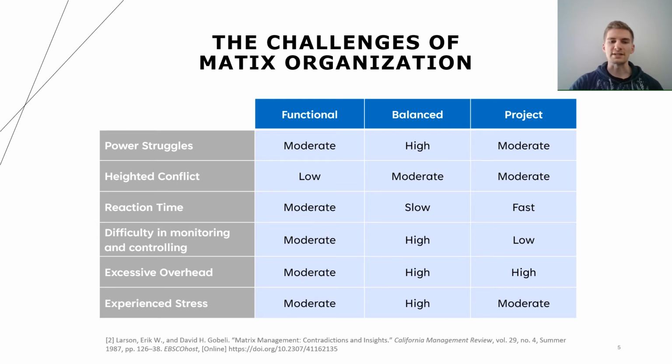Another problem is the reaction time. In a balanced matrix, both of the managers share the decision making, but of course it takes longer to come to a decision. Functional managers have to consider all the projects and functional relationships to make a decision. And project managers have to consider their project only, and that ultimately makes that the fastest decision process.